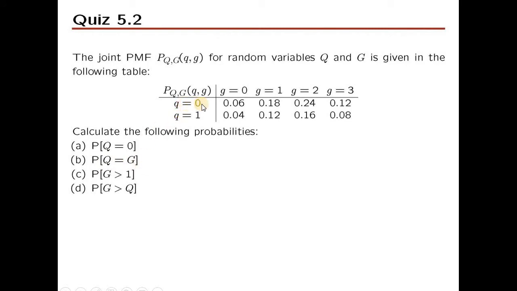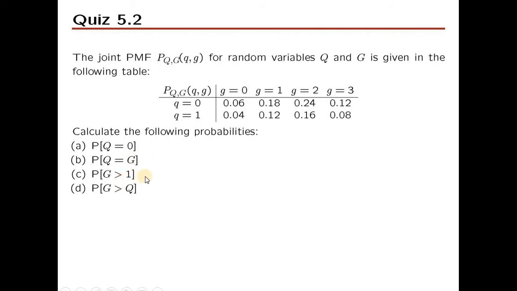So for example, q is equal to g means that when q is 0, g is 0. So this is the 1 point I have to pick, plus when q is 1, g is 1. So in that case, we have to add these two probabilities, and we get the answer for the second part.